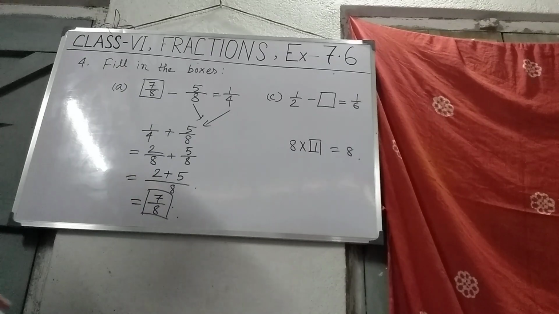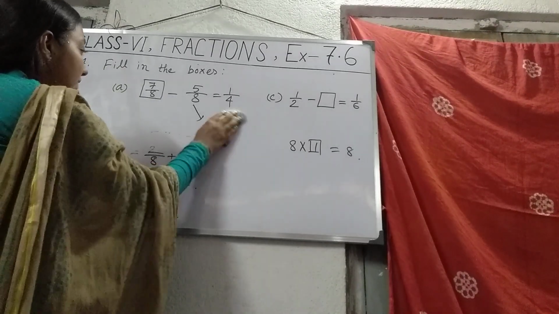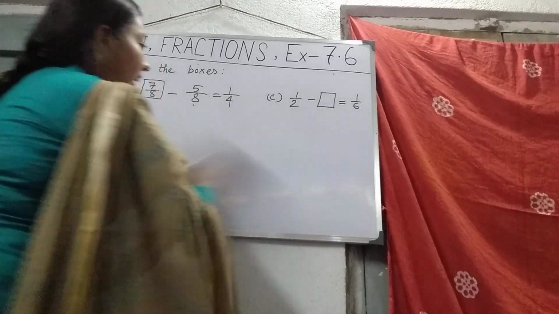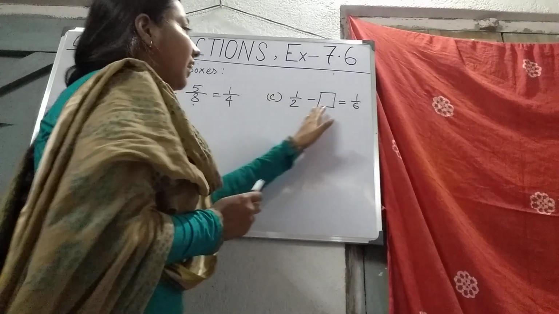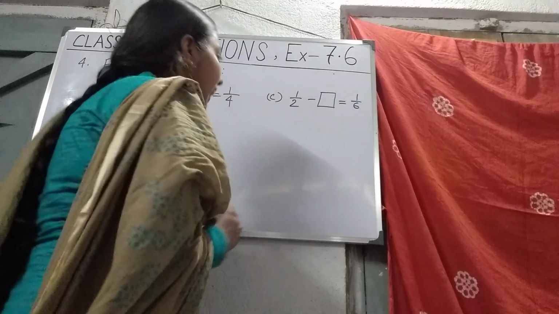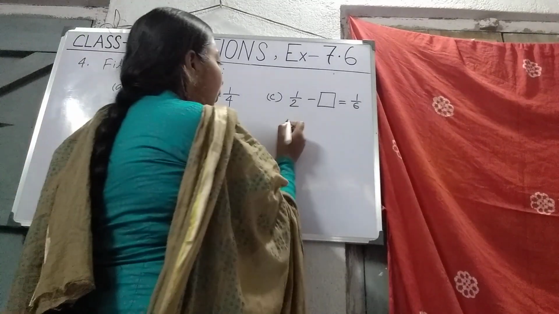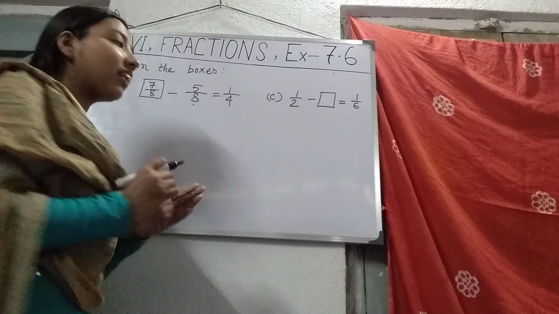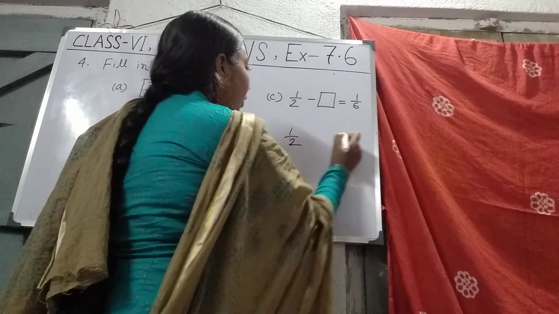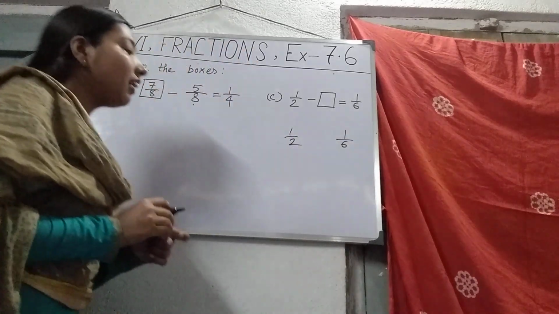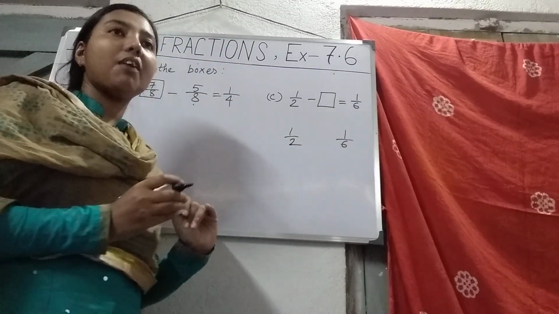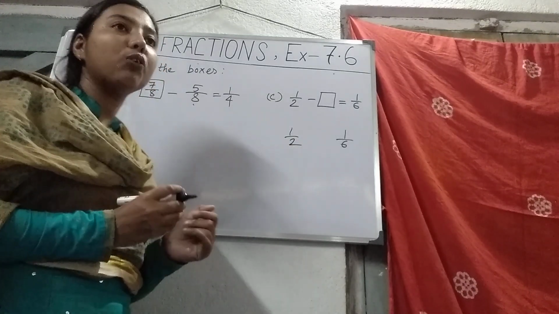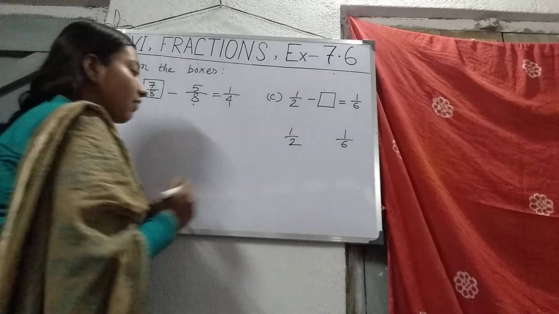Okay. Now we move to the next sum, that is question number C of 4. Here the first fraction is given and the second fraction is not given. In that case, I have already told you we have to subtract them. We have to subtract smaller from bigger fraction. So the two known fractions are 1 upon 2 and 1 upon 6. How will we understand which fraction is bigger between the two? We can take a diagram for this.